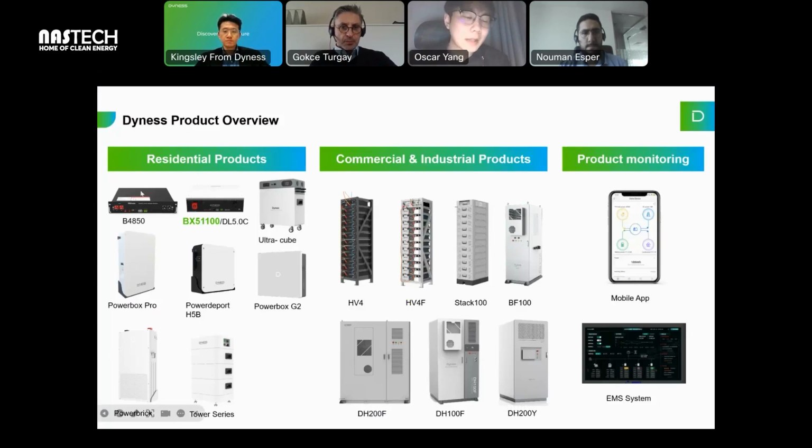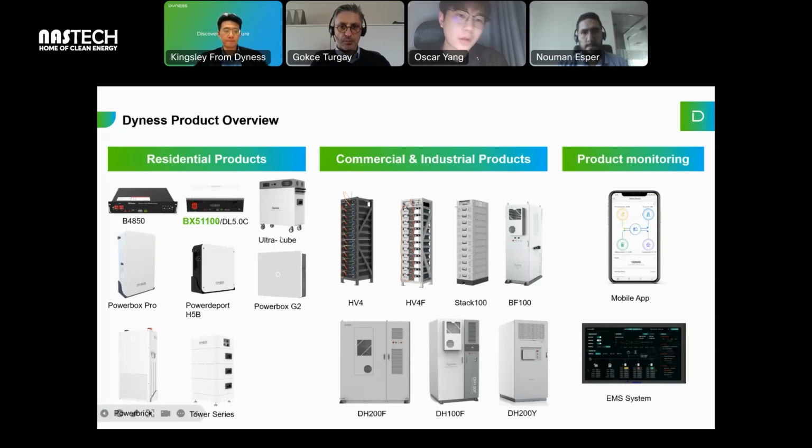This one is B4850. This one is a 58 volt with 50 ampere hour battery cell. So it is 2.4 kilowatt hour for the capacity. This one is 51.2 volt with 100 ampere hour battery, and with 0.5C and 1C type.